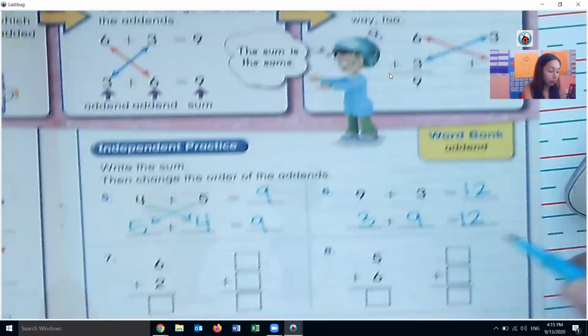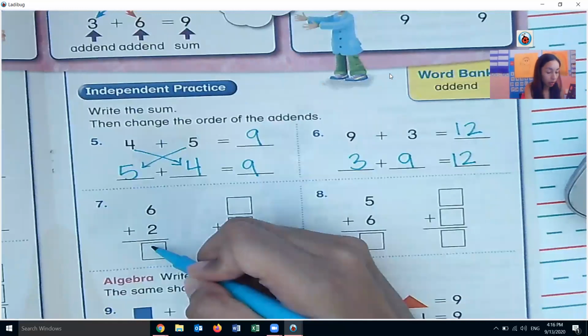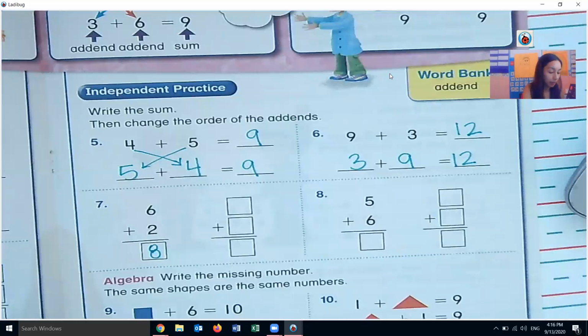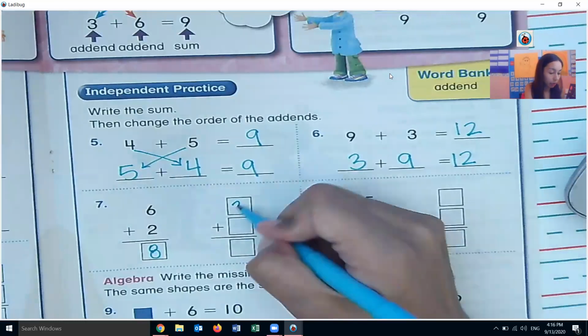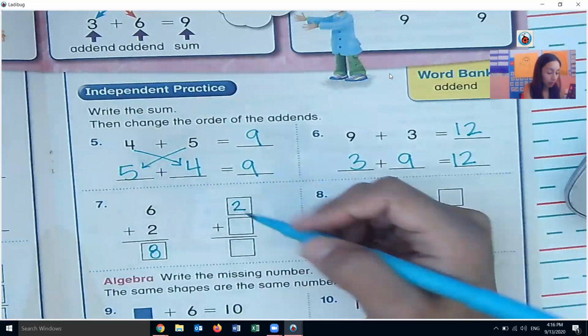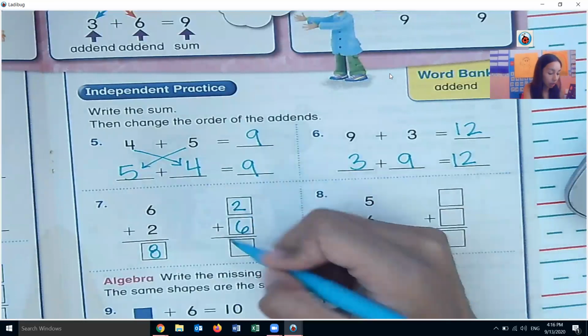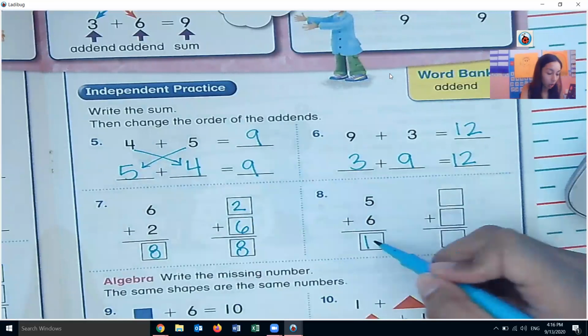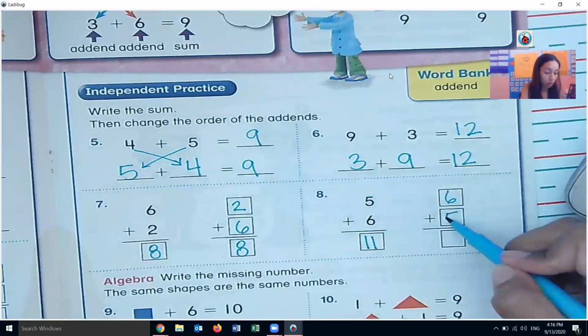6 plus 2 is 8. So in flip-flopping, even though it's not written side by side, I still flip-flop, and I'm going to put the 2 at the top. 6, my second add-in, is still 8. 5 plus 6 is 11. So 6 plus 5 is also 11.